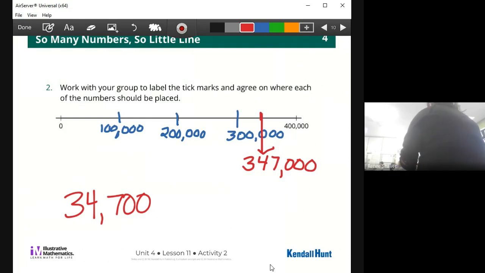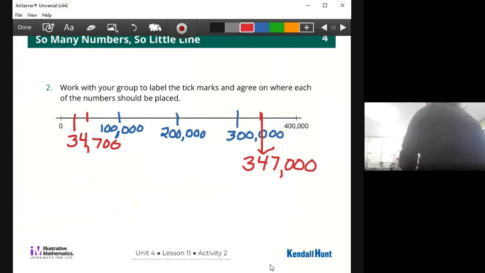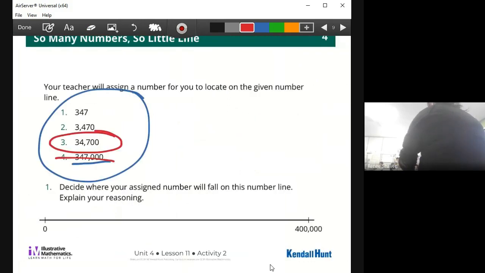I'm going to come over down here. Is it bigger than 100,000? It's smaller. So now I'm thinking, okay, I'm going to focus on this section. And I know in the middle of 0 and 100,000 is 50,000. This is less than 50,000, isn't it? So it's probably going to be right about here. Okay. So now I've got two numbers on here. This seems like a pretty tiny line for you guys to do this.